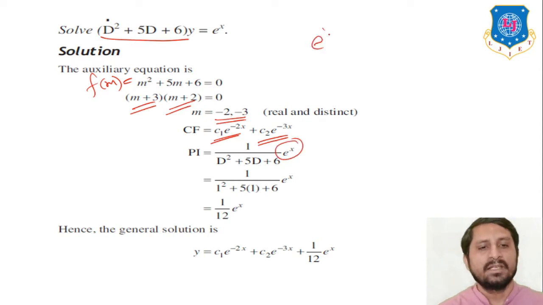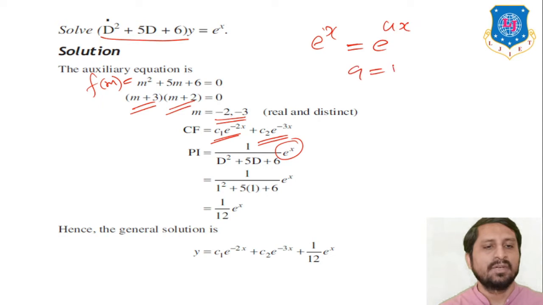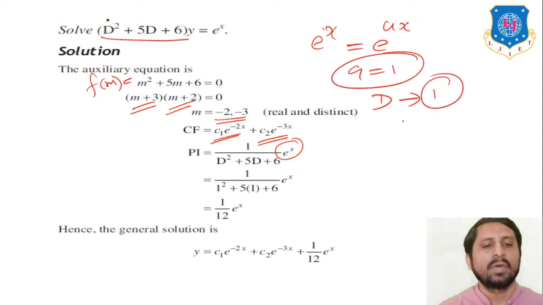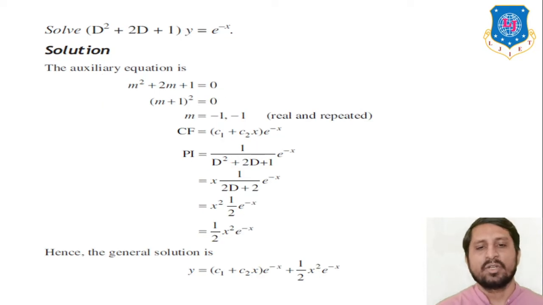Now what is your e raised to x? Compare e raised to x with e raised to ax. So what is your a? a is 1. So instead of D, what do you have to write? 1. So 1 upon 1 square plus 5 into 1 plus 6, so 1 by 12 into e raised to x. This is your particular integral. Clear? Let's take one more example.